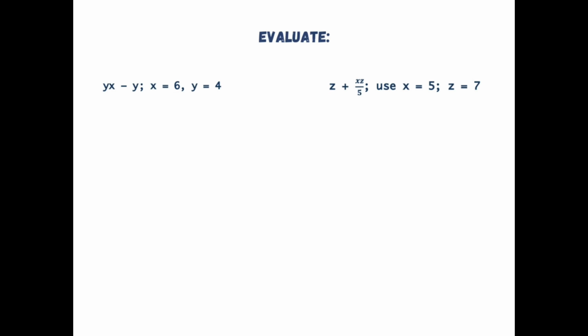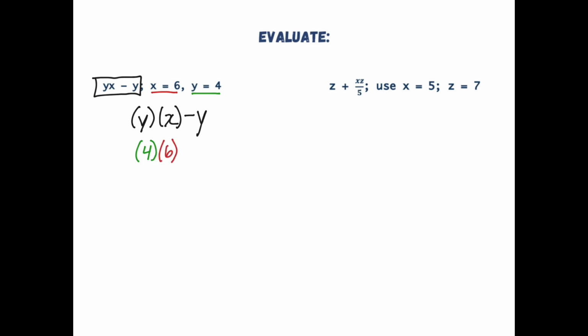Again, we have another expression that we need to evaluate given the variables. So x equals 6 and y equals 4 for this expression. And the expression is y times x minus y. So I'm going to put these in parentheses to remember and remind myself that they're multiplication. Because again, I don't want to just write them next to each other and forget that there's an operation happening there. So I'm going to replace the y with the 4, and the x gets replaced with the 6.